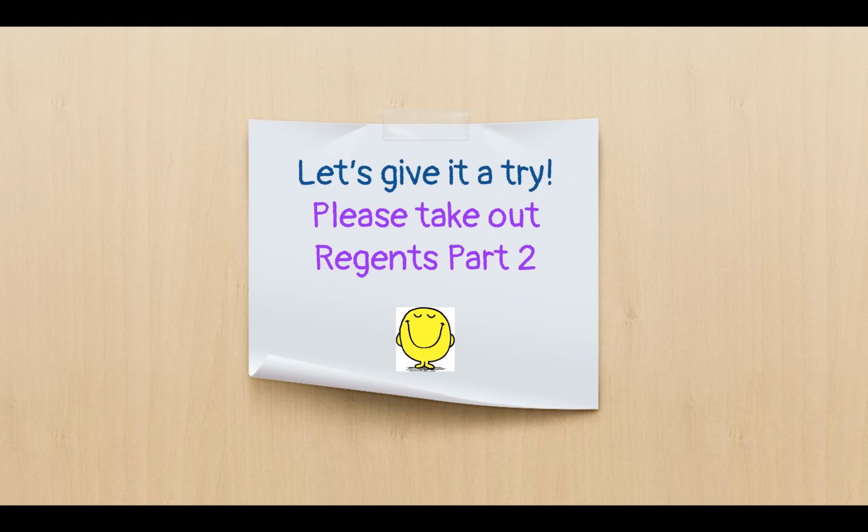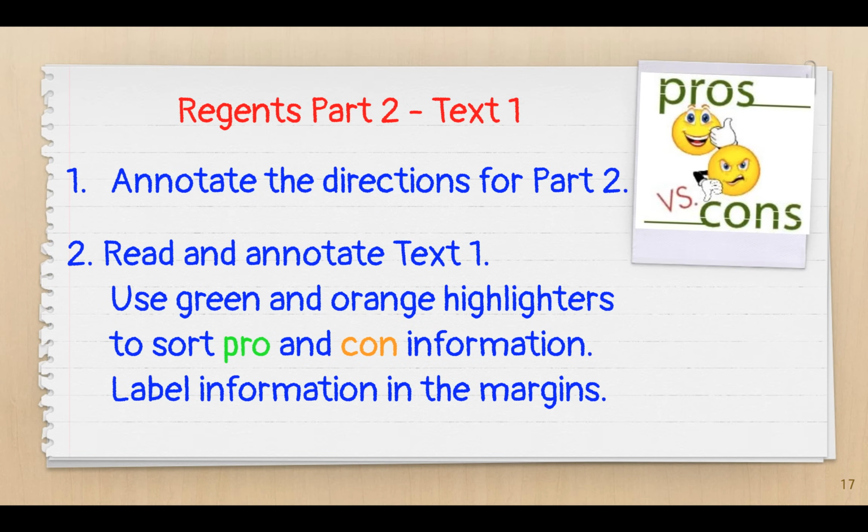All right, so now you can give it a try. Okay, you could take out a Regents Part 2 argument essay. And of course, you'll start by annotating those directions. Okay, read and annotate the first text. Let's use orange and green highlighters to sort out the pro and con information. And we're going to also label the information in the margin.